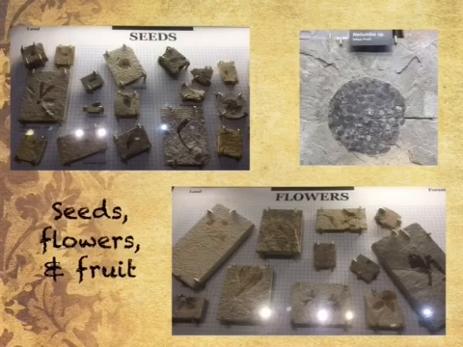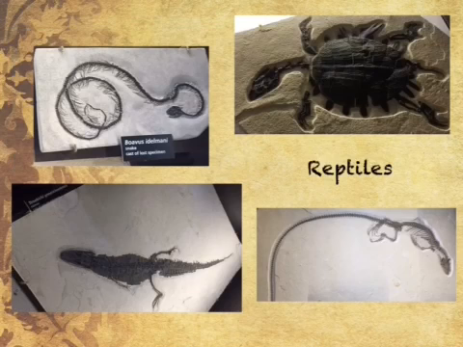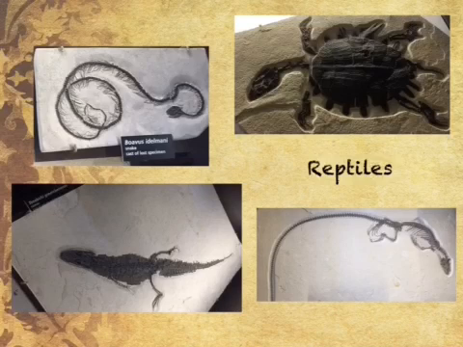Here are some fossils for flowers, seeds, and fruit. Notice how well preserved they are. Here are some reptile specimens. A snake, a turtle, a caiman, which is a small version of a modern-day alligator, and a type of lizard.